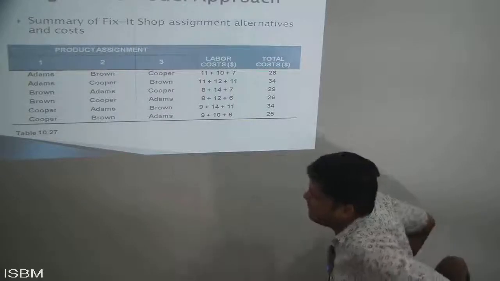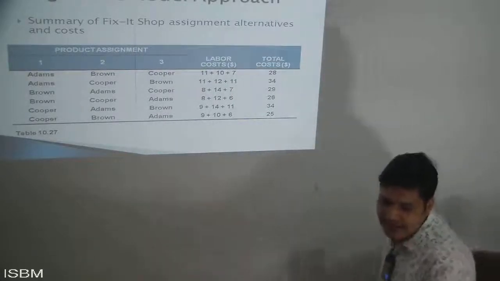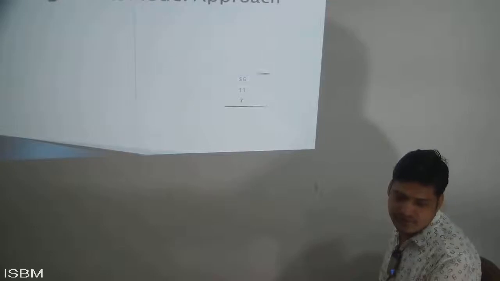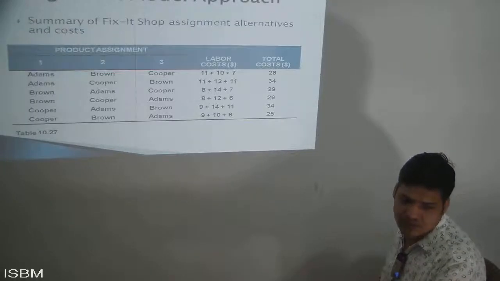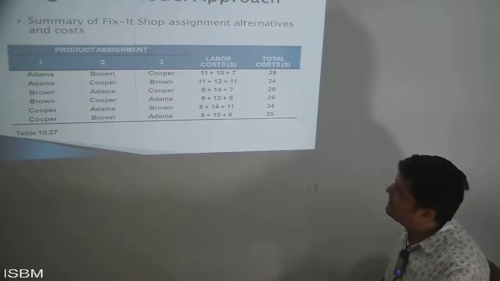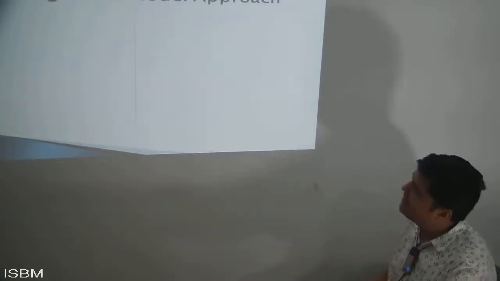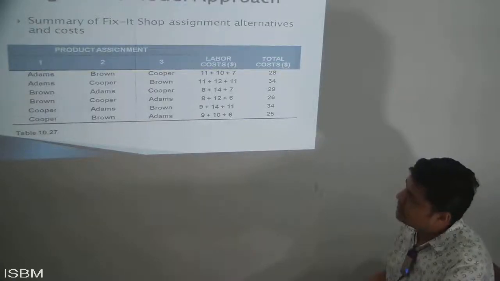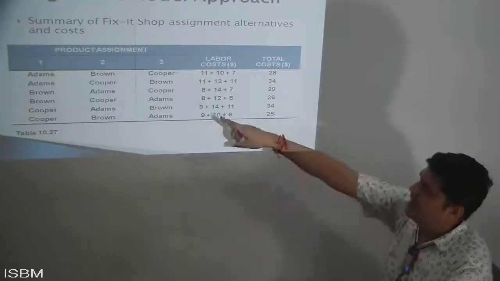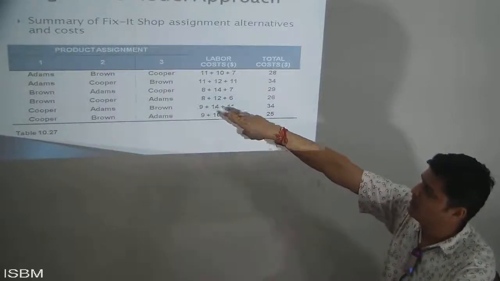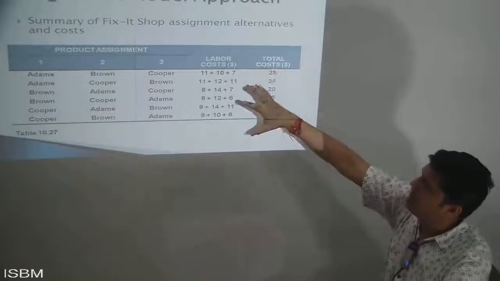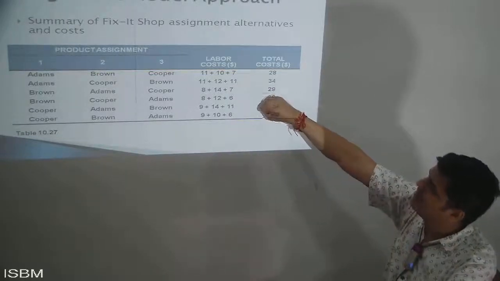We have taken the jobs from here and assigned all the jobs over here. You can see that we have added each and every job that we have assigned. So for the first job, Adams, Brown, Cooper. For the second job, Brown, Cooper, Adams. Same with the third. We have added all these three.